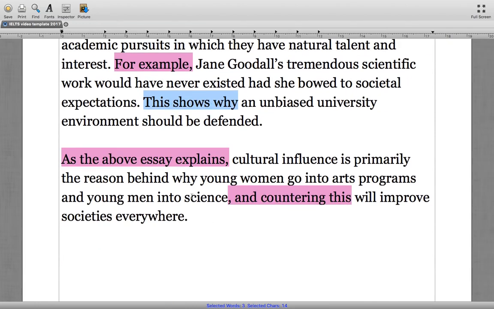Now we get into the conclusion paragraph. "As the above essay explains," so again, a stock phrase that you could pop into most different kinds of essays. "Cultural influence is primarily the reason behind why young women go into arts programs and young men into science. And countering this will improve societies everywhere." Okay, so again, I'm just restating my position here with the whole "countering this." So again, a phrase that you might be able to use in one of your essays as well.